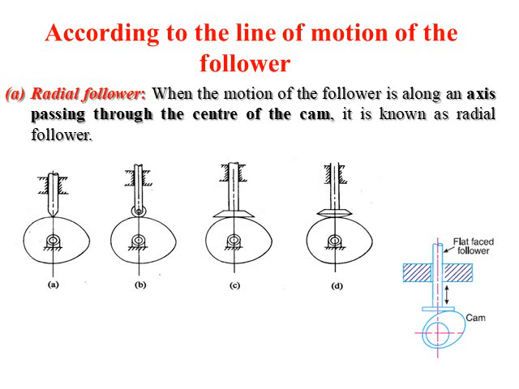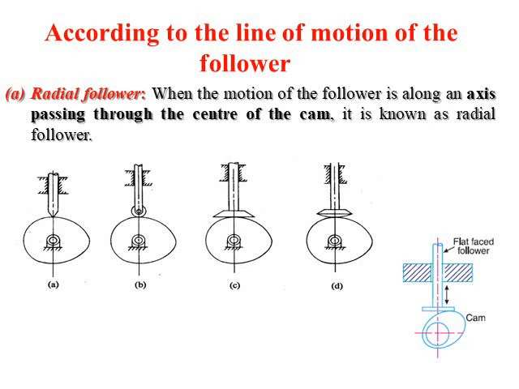And the last classification, or third type of classification, is according to the line of motion of the follower. In this, there are two types. The first one is what we call the radial follower. In this type, when the motion of the follower is along the axis passing through the center of the cam, it is called a radial follower. That means the axis of the follower as well as the axis of the cam will be the same. They will lie in a straight line, the same path. Hence, it is called a radial follower.